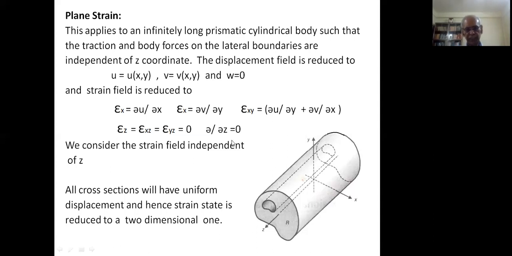So here again, the variation in the z direction is taken to be 0, and strain in the z direction is also 0. So in short, for plane strain, epsilon z, epsilon xz, epsilon yz are 0. And any variation of the strain with respect to z is also 0. So with this condition, we proceed and see how it affects our other main equations.